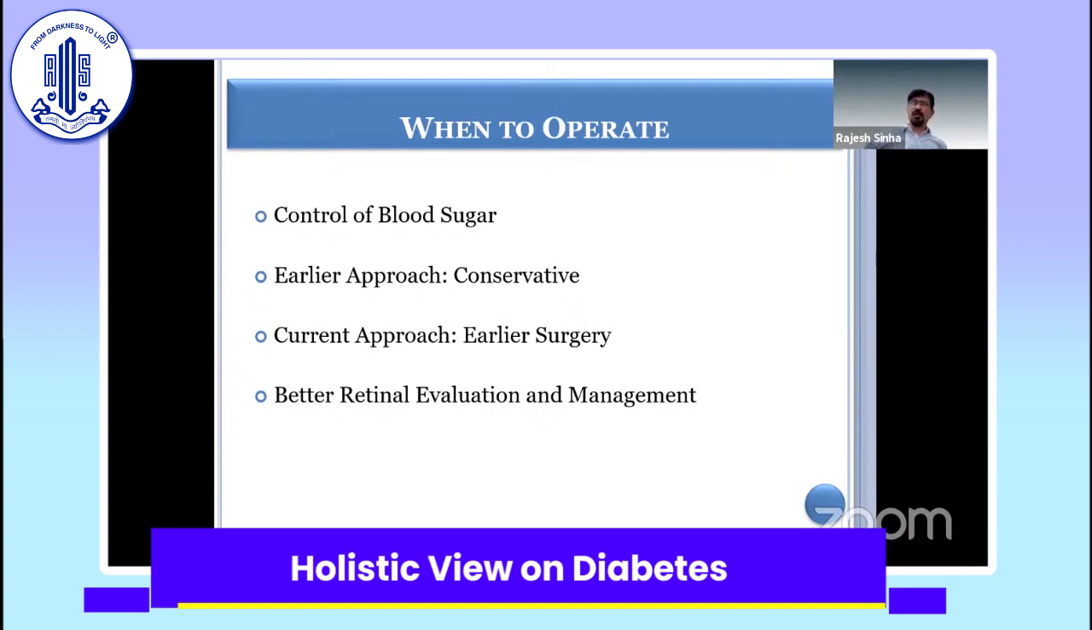Now, the earlier approach was to wait until you were able to see the retina and manage the retina. People used to wait and not do cataract surgery because they felt there was a risk of progression of diabetic retinopathy. But these days, because of advancement in the field of cataract surgery and advancement in the field of retinal management, people prefer earlier surgery so that better retinal evaluation and better management is possible.